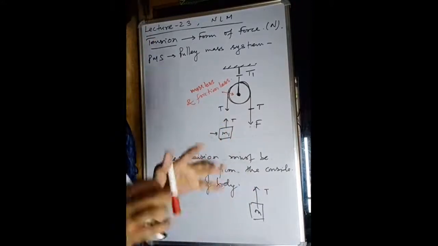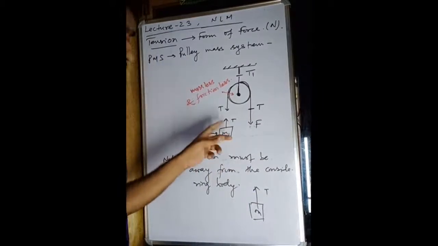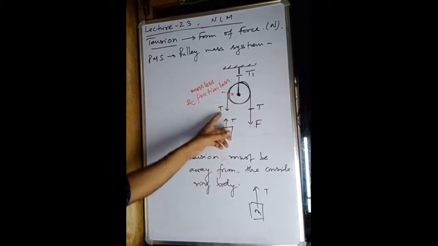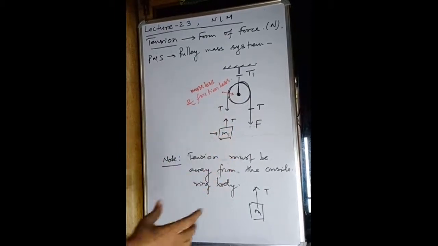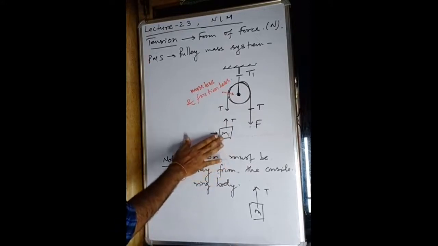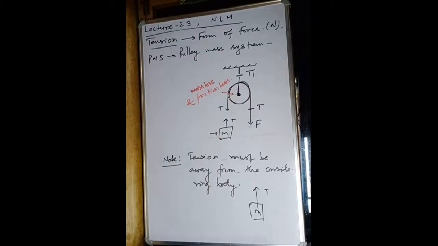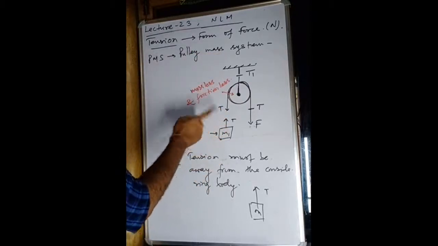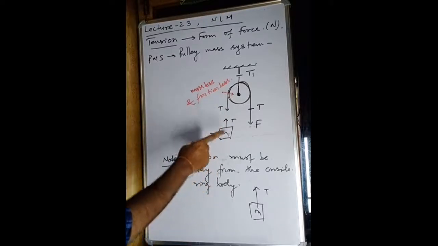Try to understand, and recall again and again: the tension must be away from the body. Why? Suppose the weight of this body is acting downward, so who is keeping this block in the static state? Of course there is some force in the upward direction, and the tension is that force which keeps this block in the static state. So tension must be away from the body.